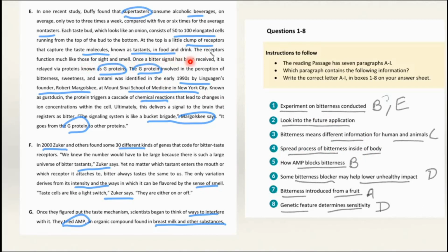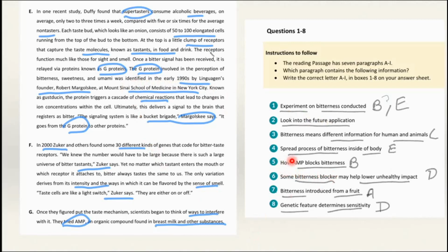Once a bitter signal has been received, it is relayed via protein known as G protein. So they talk about something here. This kind of giving me vibe. This might be answer of our fourth question. So we are going to write down E in front of fourth question. Let's move to next question.